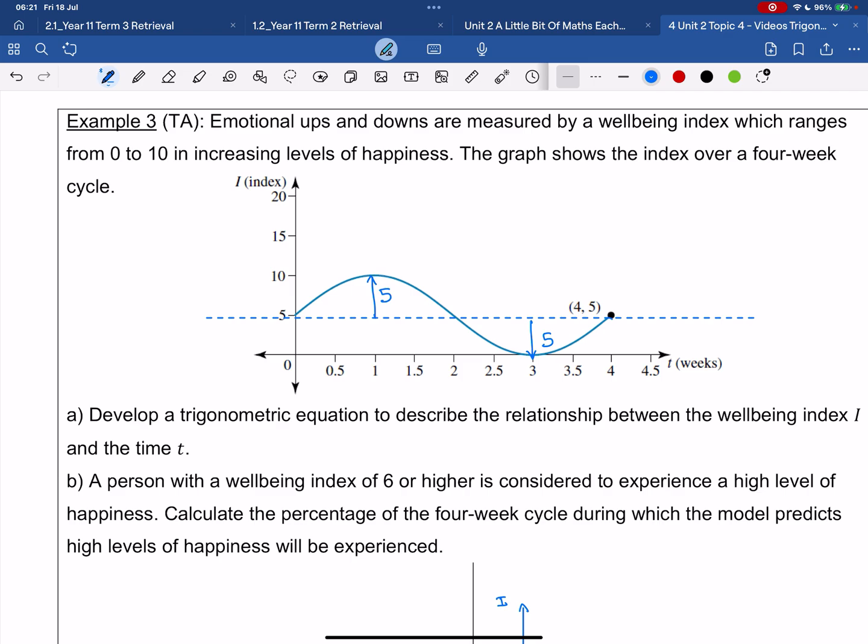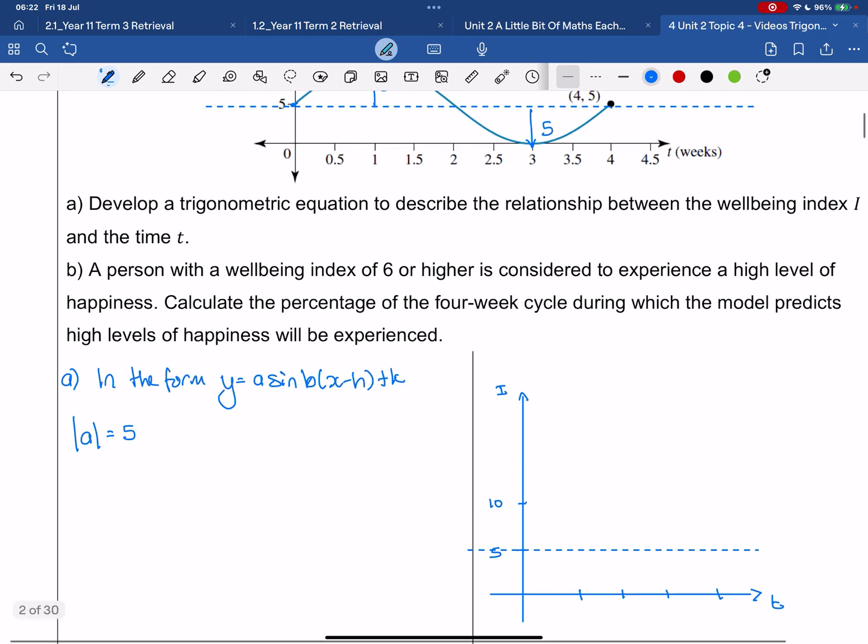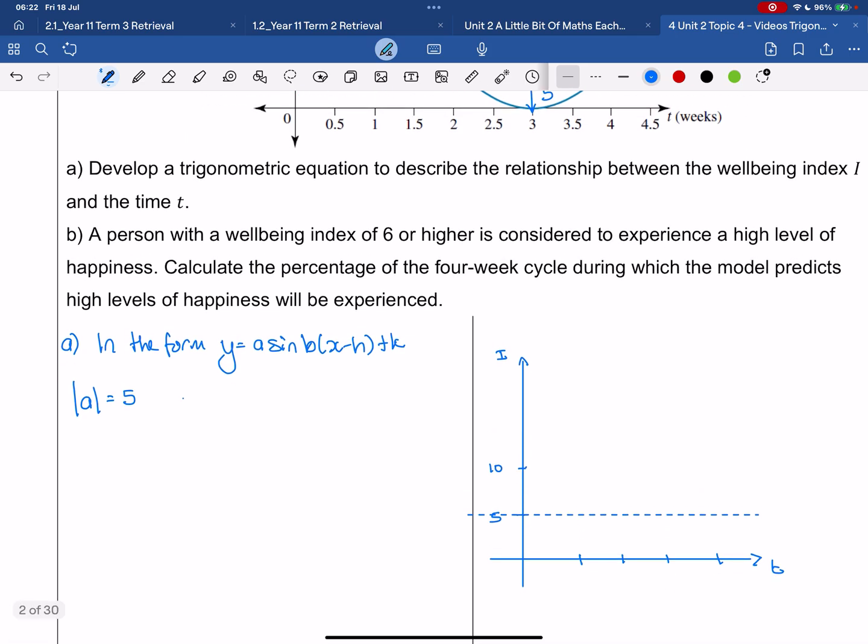develop my equation. This looks like a sine curve. It starts at my mean position, so I'm going to select a sine curve. I'm going to say in the form y equals a sine of b(x minus h) plus k, and I have said that my amplitude is 5, and I can see it's not reflected, so that means my amplitude is positive, not reflected, so a is greater than 0.